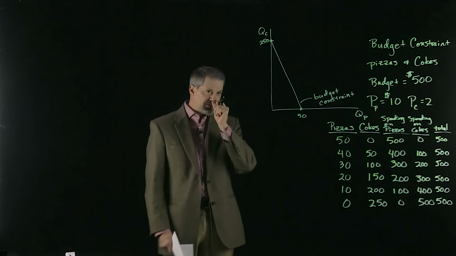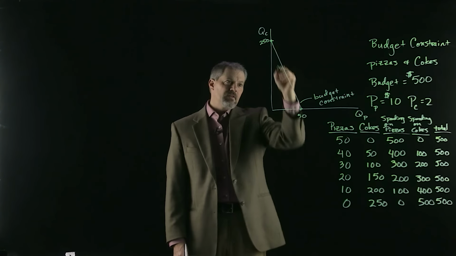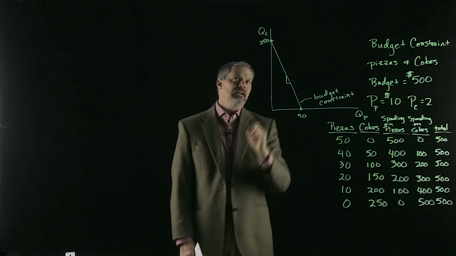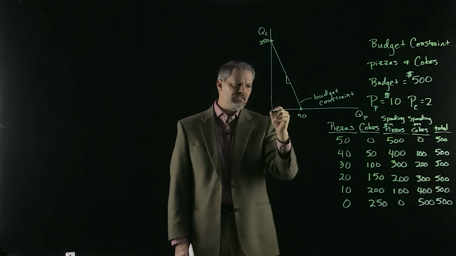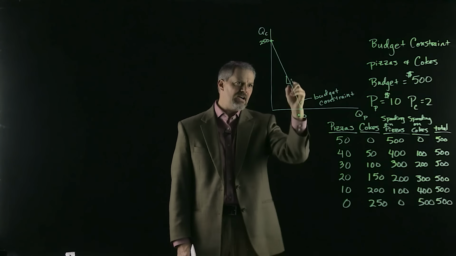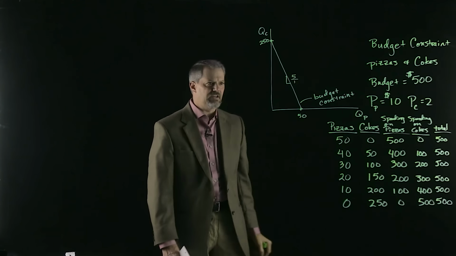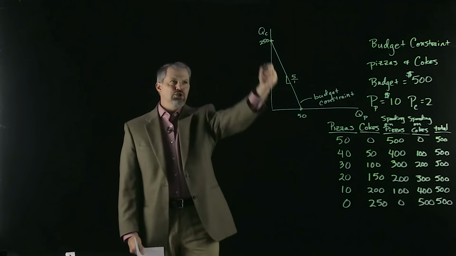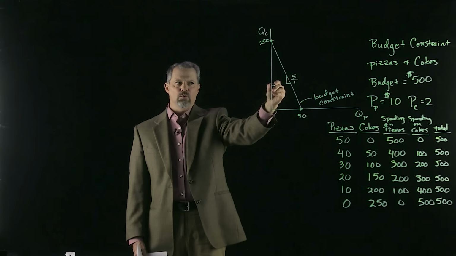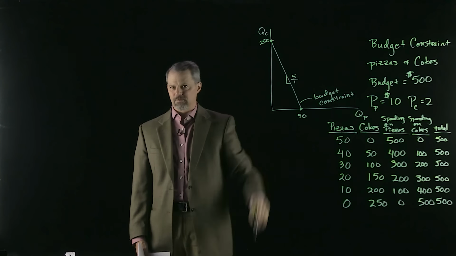Let's talk about what the slope of this thing is. The slope here is going to be the rise over the run. It's going to be 250 divided by 5. The slope of this is going to be 5. I'm just going to write 5 over 1. You go down 5 over 1, down 5 over 1. By the time you've gone down 250, you've gone over 50.